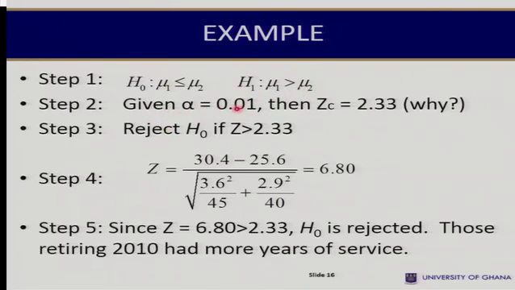Now, given alpha of 0.01, the z critical should be 2.33. And I'm asking why. You should know why by now, right? So we will reject H0 if the test statistic is greater than 2.33. Substituting the information we have into the formula, we obtain our z to be 6.8. Because our z of 6.8 is greater than our critical value of 2.33, we reject the null hypothesis.